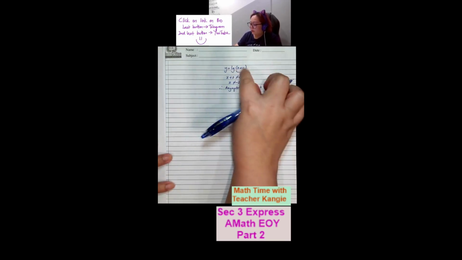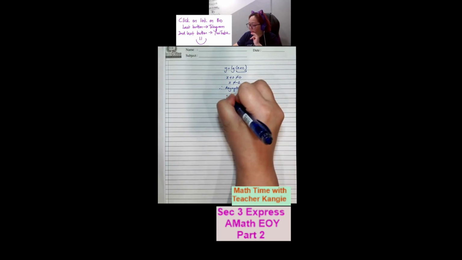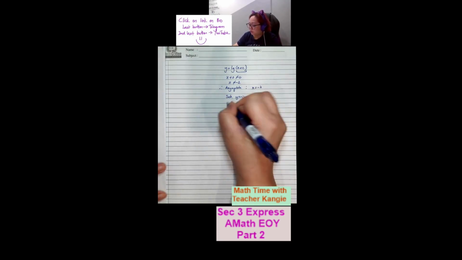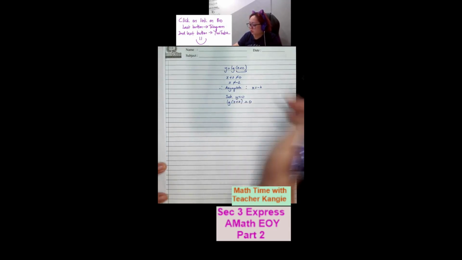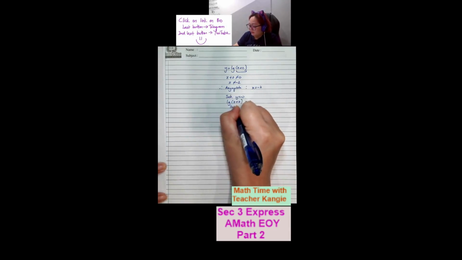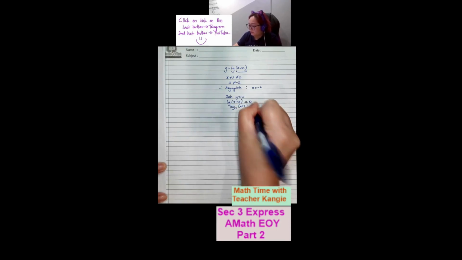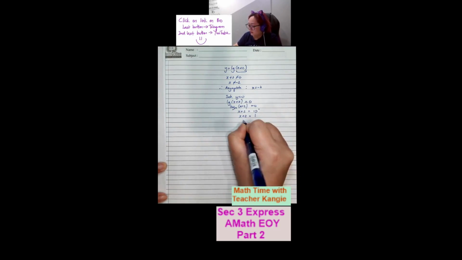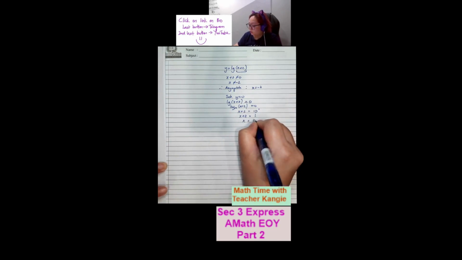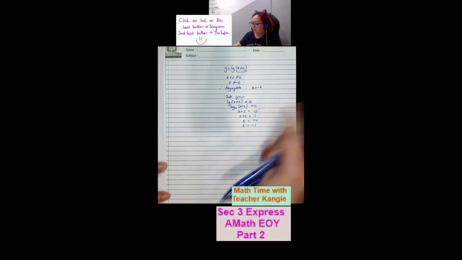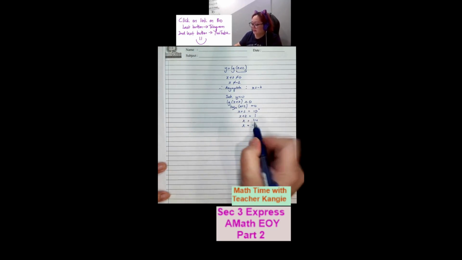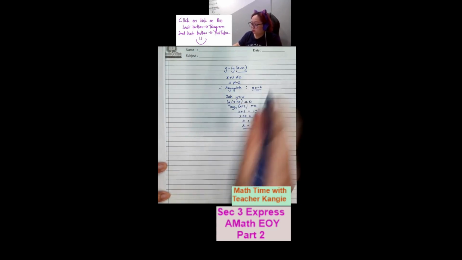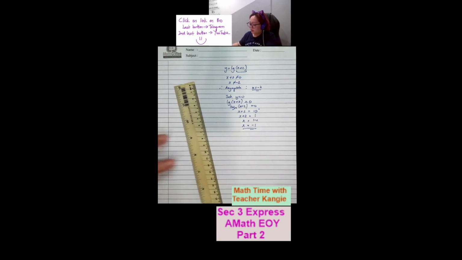Next, I want to find out what my x-intercept is. So I'm going to substitute y equals to 0. We have log of x plus 2 equals to 0. This is base 10, so we have x plus 2 equals to 10 to the power of 0. x plus 2 is equal to 1, x is equal to 1 minus 2, so x is equal to negative 1. So I have my x-intercept and I have my asymptote. So how do we plot this?